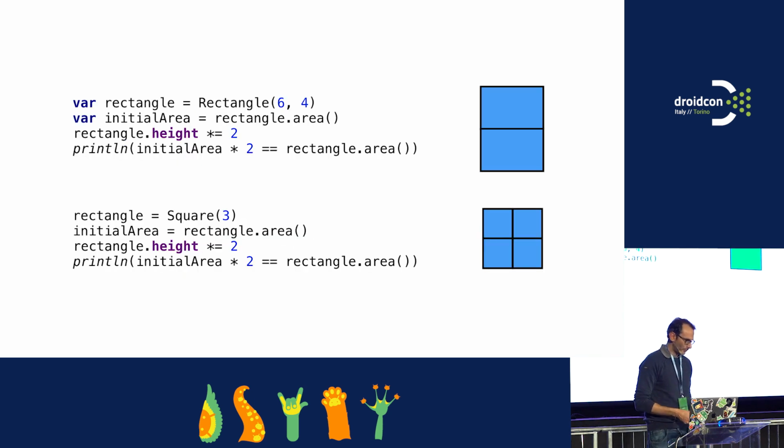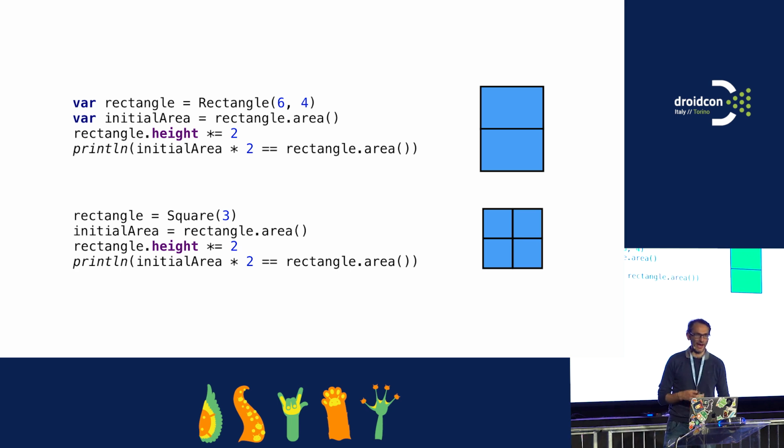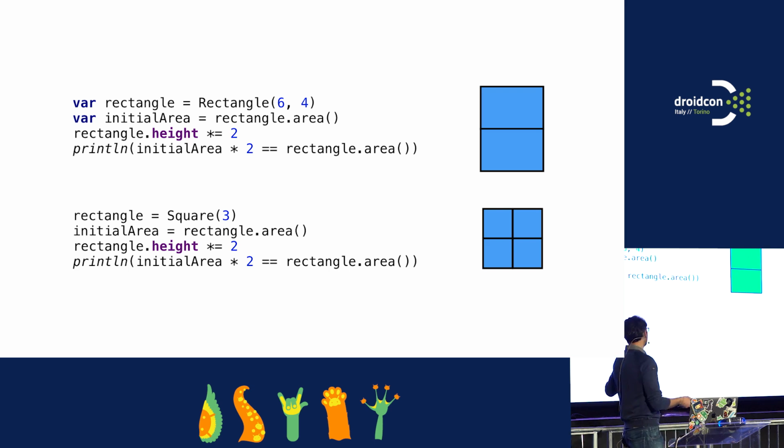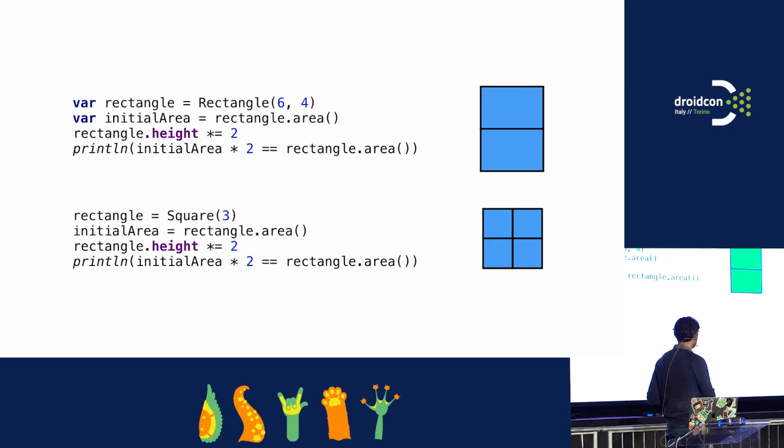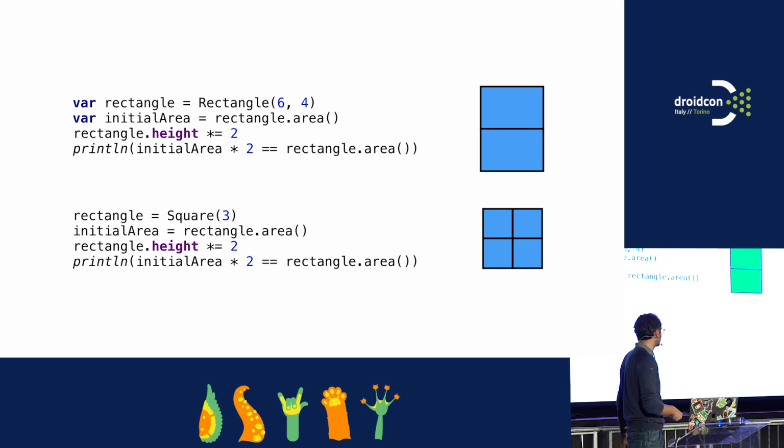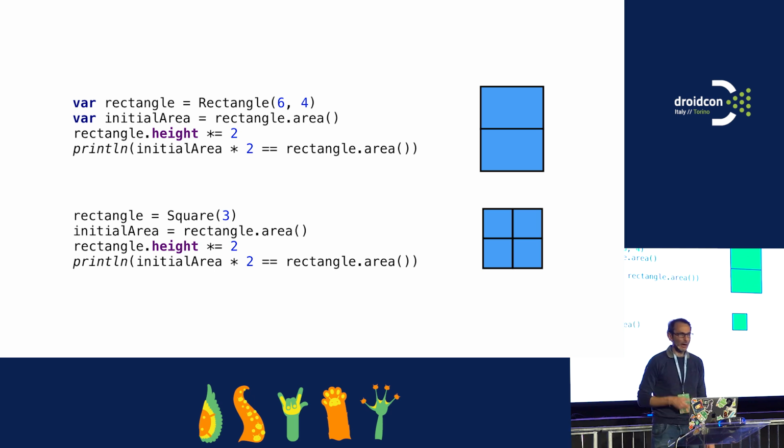It's because if we have got a rectangle and we calculate the area, and then we modify the height, we double it, we expected that the final area is the initial area multiplied by 2, because we have just two rectangles, one next to the other. But then we can reuse the same rectangle variable, and we can assign a square to this variable, because the square is a rectangle, so this code compiles.